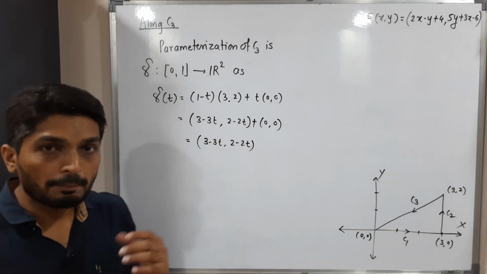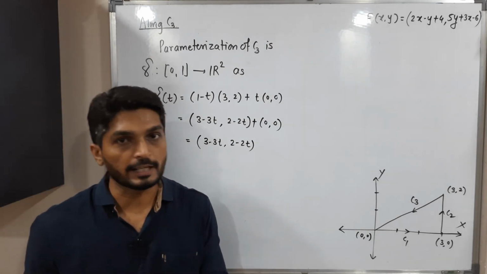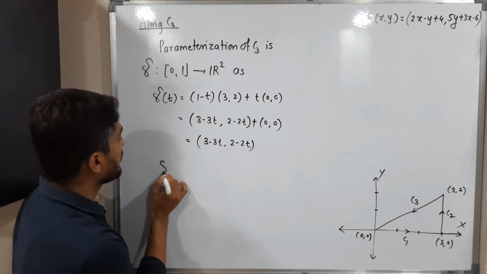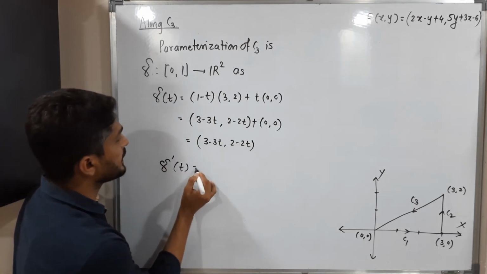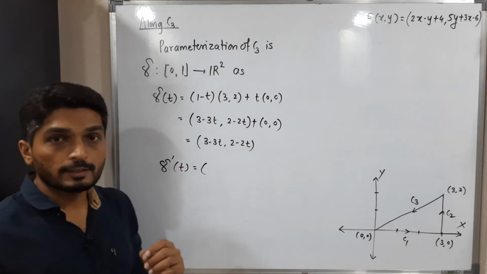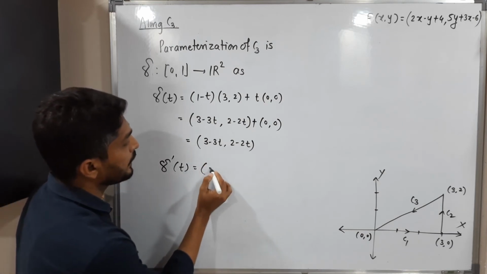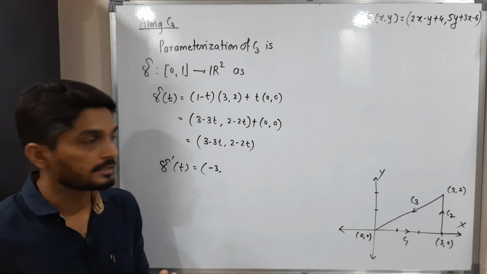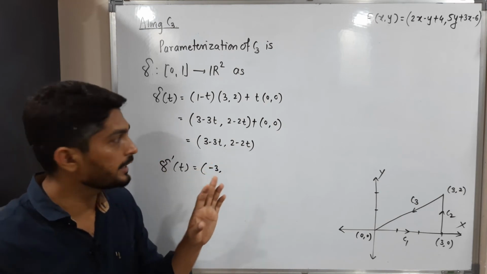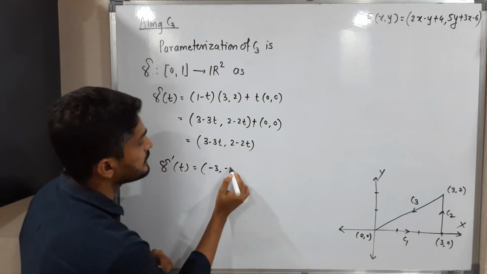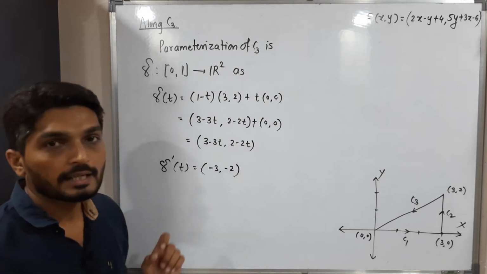So after finding the parameterization, we find its derivative. So gamma dash of t, component wise derivative. Derivative of 3 is 0 since it is constant, right? Derivative of t is 1, so minus 3 will be there as it is. Derivative of 2 is 0, forget it. Derivative of minus 2t is minus 2. So this is gamma dash of t.